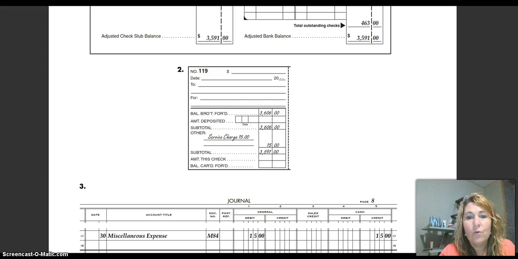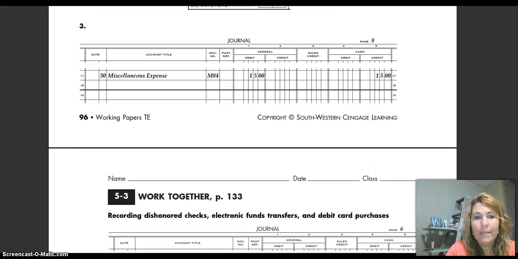Okay, here I have recorded this on my next unused check stub, which was check stub number 119. I recorded my service charge, and then I'm going to come down into my journal and also record the service charge.